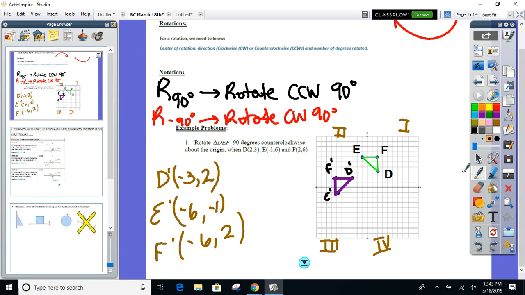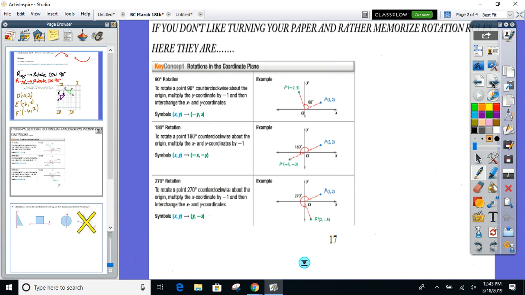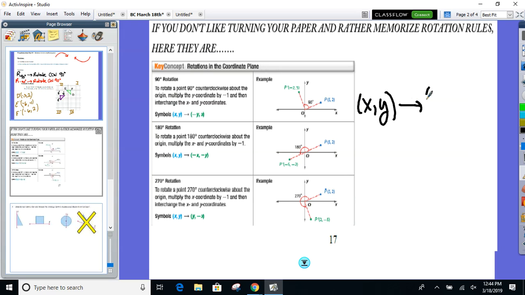Turning it. Okay, I get it. Maybe you don't like this whole rotating your paper. You get confused. I don't know if I'm going to turn it in the right direction or not. Well, for you guys, I have the actual rules if you want to memorize them or not. This is your call. You can keep turning the paper like I just showed you, or you can memorize the rule depending on the degree measure. So for 90, as you guys can see, you flip the coordinates, but you change the sign on the first one. That's for 90.